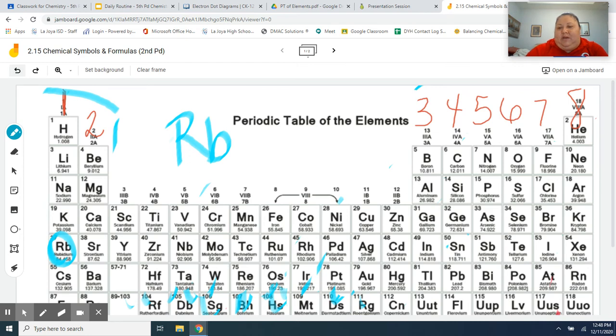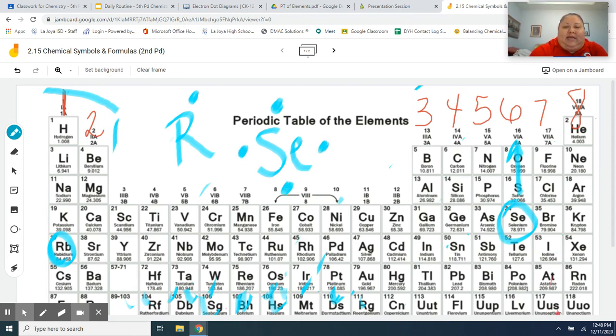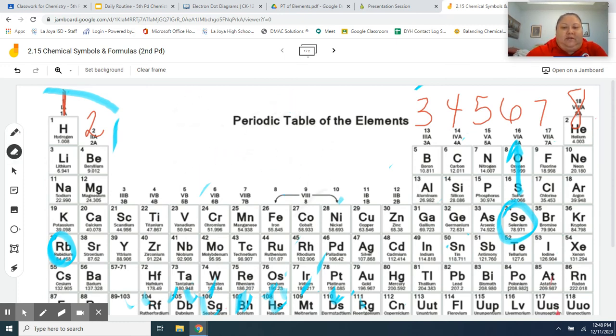All right. If I want to pick another one, nobody picked selenium, right? If I want to pick selenium, Se, how many dots do I need to draw? Well, what's the group number? 6. So 1 on top, 1 on bottom, on the side, and then I double up. You see what I mean by that? Do I need to do more examples, or do you understand what I'm talking about? One more example, or are you ready to practice on your own?